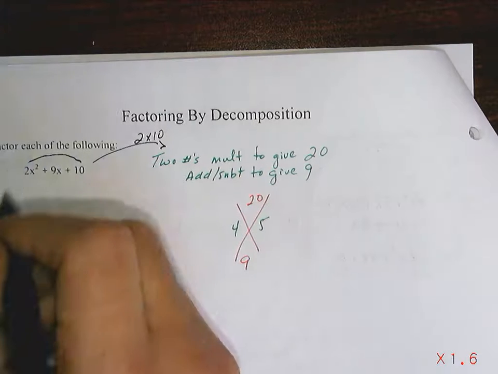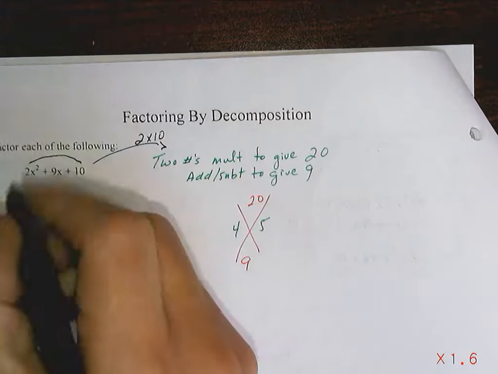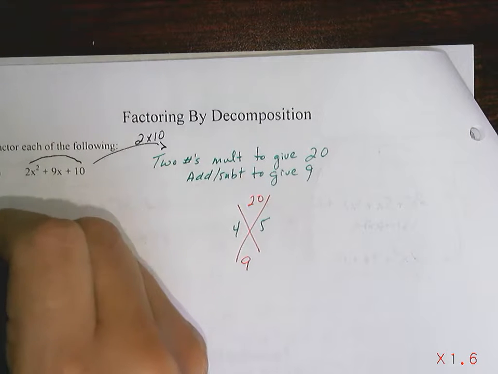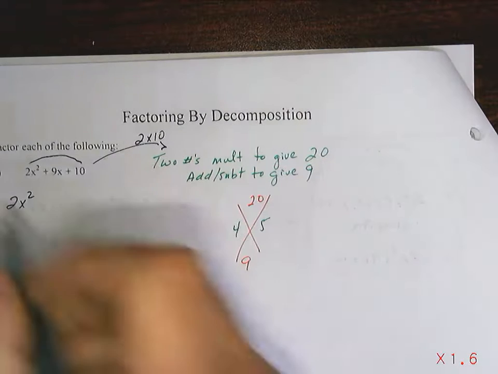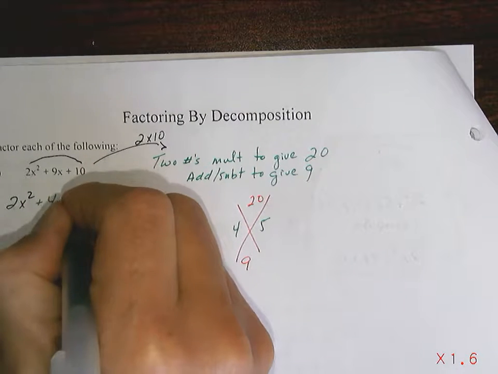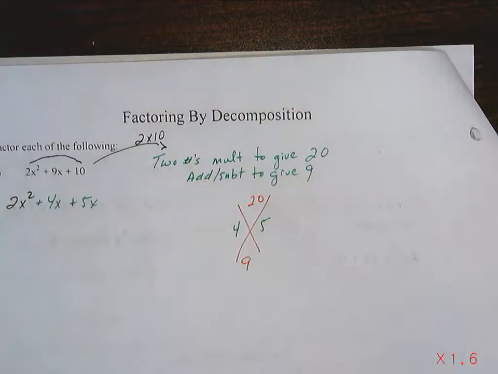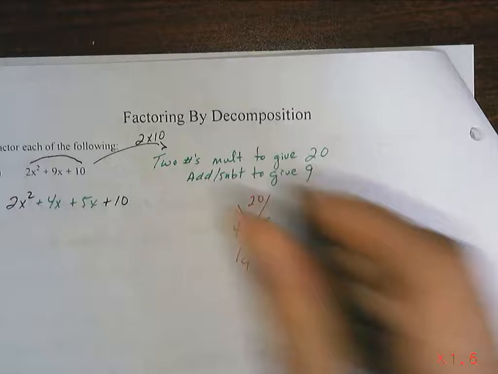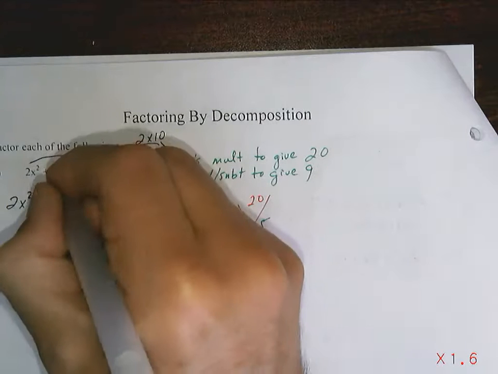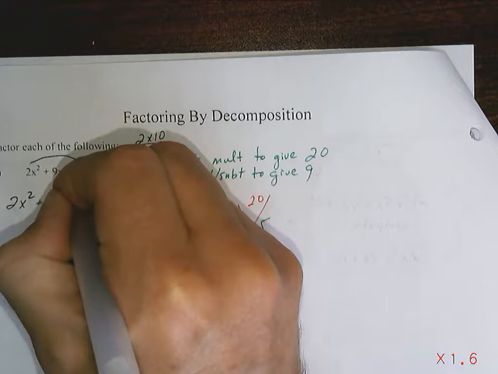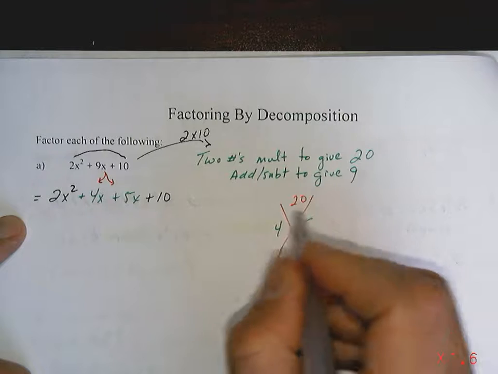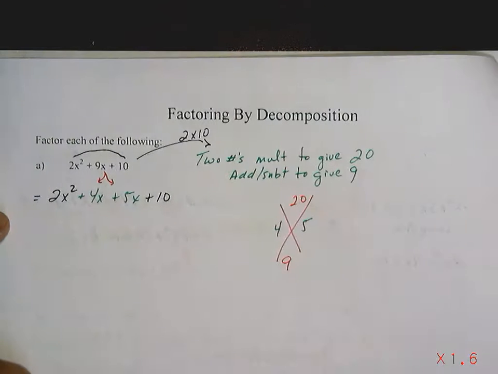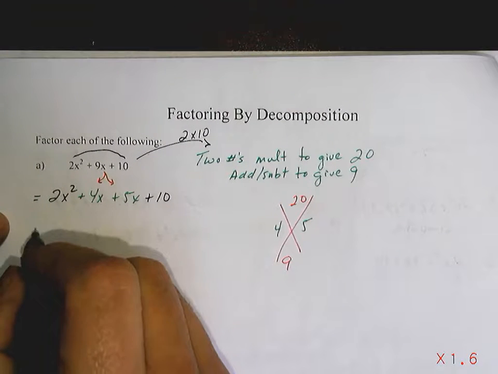So now we're going to do what's called the decomposition part. I'm going to rewrite this like this. Instead of 9x, I'm going to write it with 4x plus 5x. Now, that's the decomposition part. And what it means is I took the 9x and I broke it up into 4x and 5x. Where did they come from? Over here.